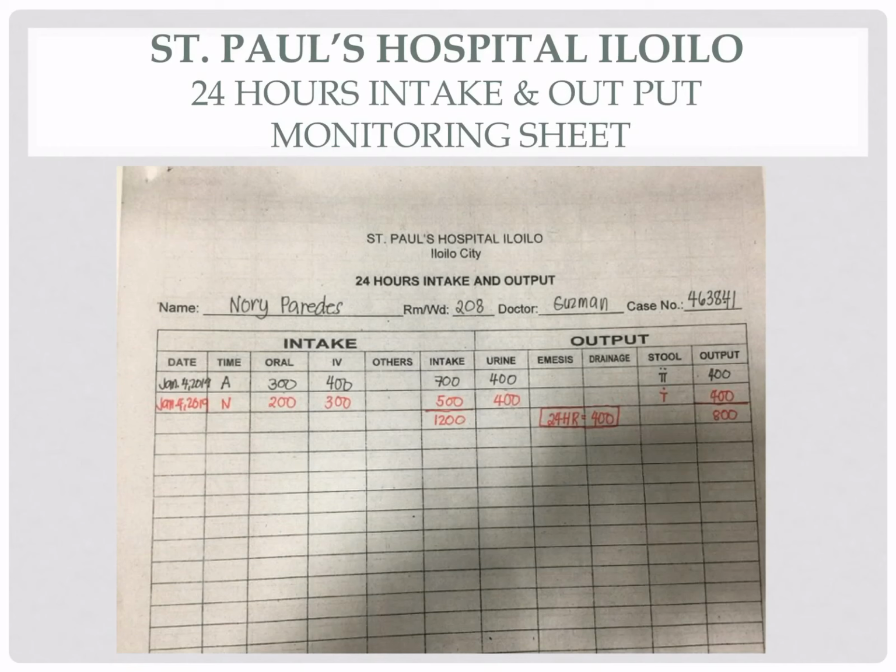In the event that the output is greater as compared to your intake, that is an excess. So you have to write 24 hours excess, or E, 24 hours E equals 400. Then enclose that one in a box. That's how you make your 24 hours intake and output, based on the guidelines and policies of St. Paul's Hospital, Iloilo. Do you understand?